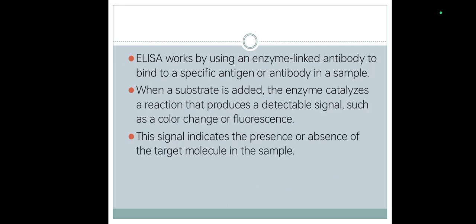ELISA works by using an enzyme-linked antibody to bind to a specific antigen or antibody in a sample. When a substrate is added, the enzyme catalyzes a reaction that produces a detectable signal, such as a color change or fluorescence, and this signal can be detected. This signal indicates the presence or absence of the target molecule in the sample.